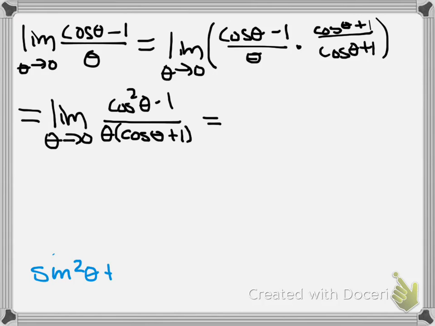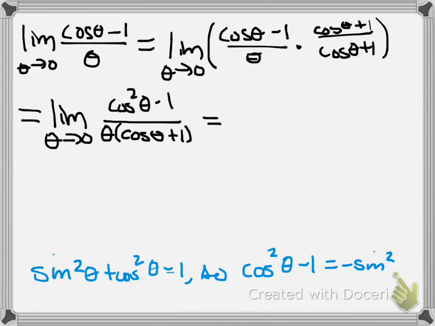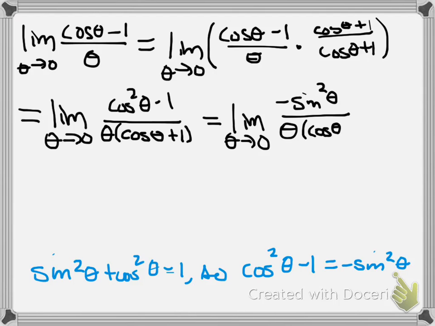So what about that cosine squared theta minus 1? Well, remember the trig identity, sine squared theta plus cosine squared theta equals 1, so we can rewrite cosine squared theta minus 1 as minus sine squared theta. So let's plop that into the numerator and get the limit as theta goes to 0 of minus sine squared theta over theta times cosine theta plus 1. Now, we've got a sine theta over theta, and the minus sign we'll pull out front.